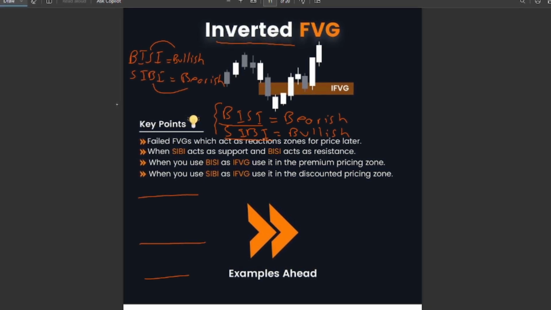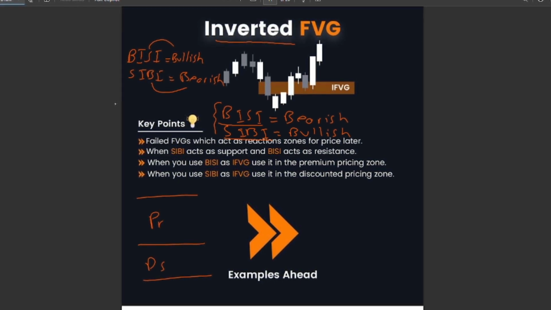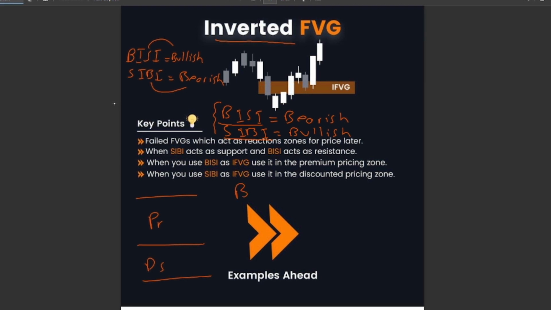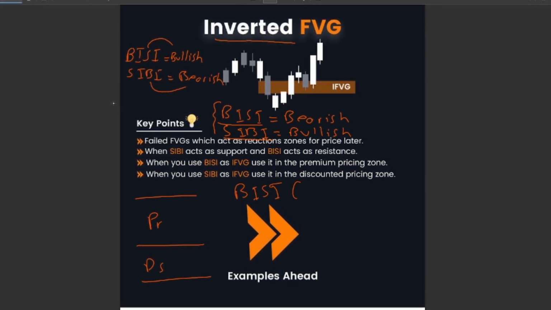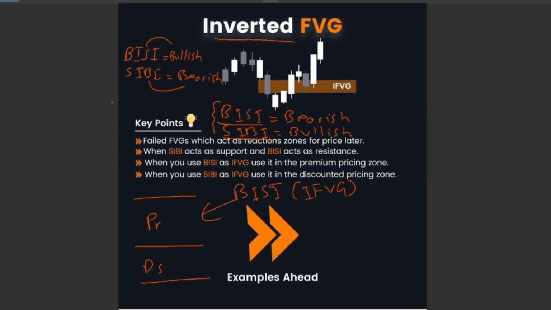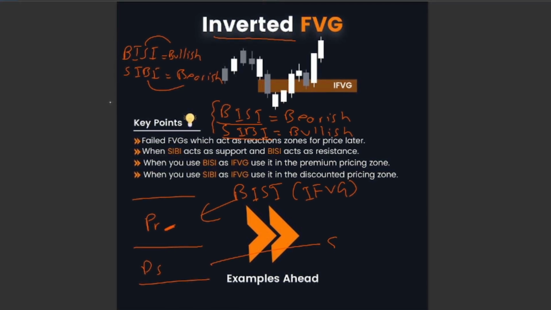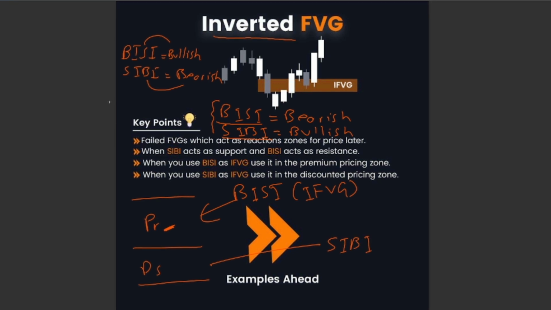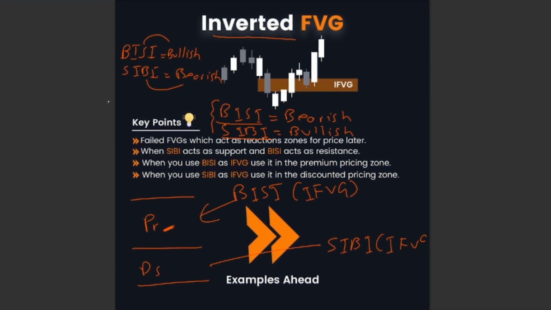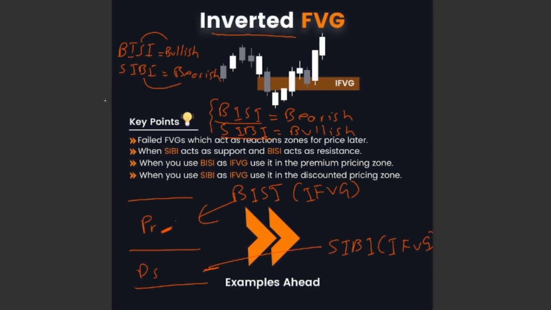Suppose this is your premium and discounted level, this is your premium, this is your discounted. Now you will use the BISI as a bearish fair value gap or inverted fair value gap only in the premium level, because we look for shorts in the premium level, and you will look for longs with SIBI, that is as an inverted fair value gap, in the discounted level, not in the premium level, because we look for longs below the 50% level and we look for shorts above the 50% level. So I hope this is clear as well.